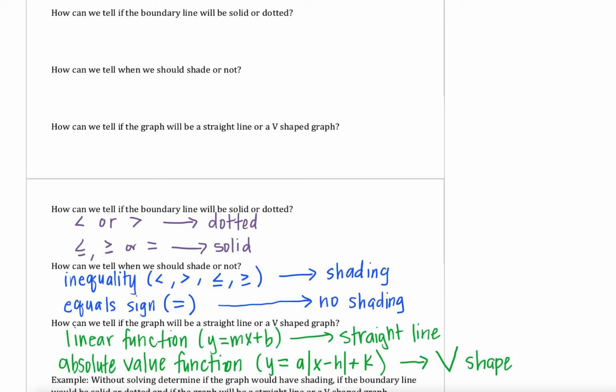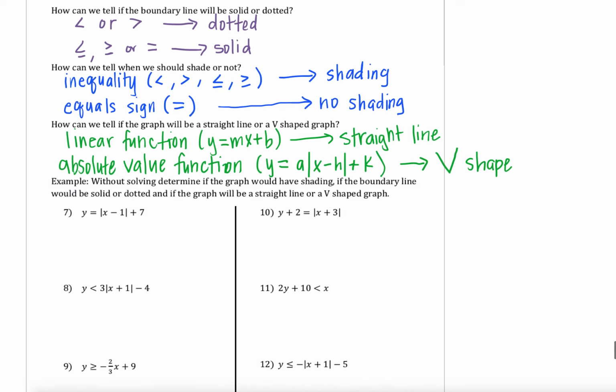And we have to be able to identify how we know when this boundary line is dotted or solid, how we know if we will have shading on our graph or not, and how we'll know if we have a straight line or a V-shaped graph. So it's important to think about on a general level what's happening here so we can figure that out. Now, using this information, we've got 6 more examples here, and we're not going to actually solve them. Without solving, we just want to determine if the graph would have shading or no shading, if the boundary line would be solid or dotted, and if the graph would be a straight line or a V-shaped graph.